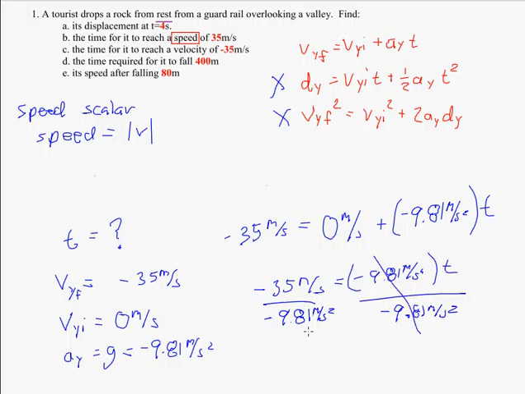This cancels out, and you're left with negative 35. I'm doing it on my calculator again. Negative 35 divided by negative 9.81. Negatives cancel out, and you'll get a time equal to 3.568 seconds.